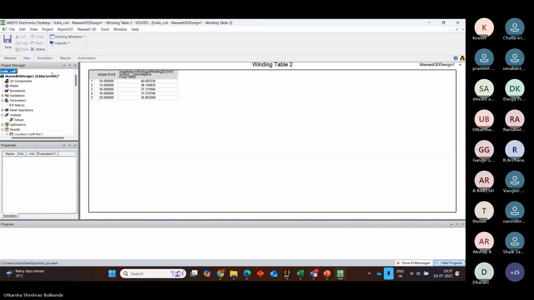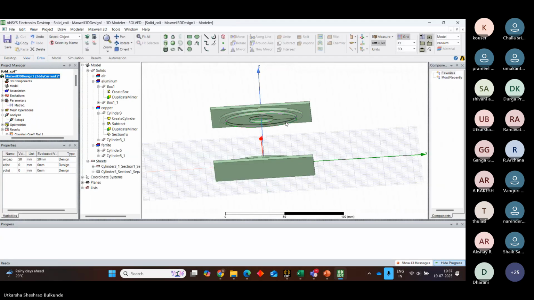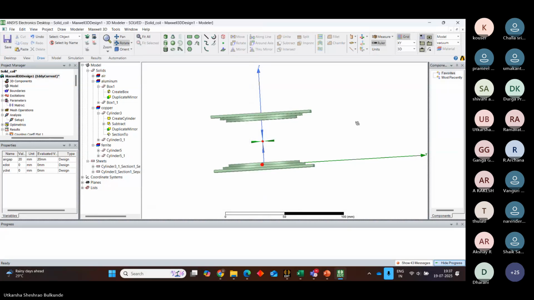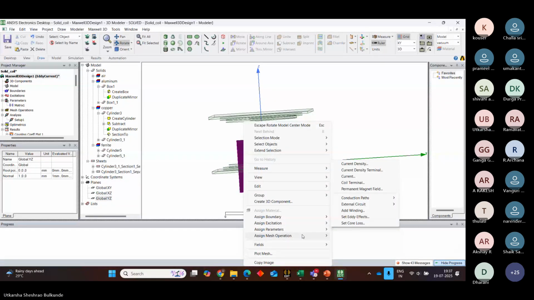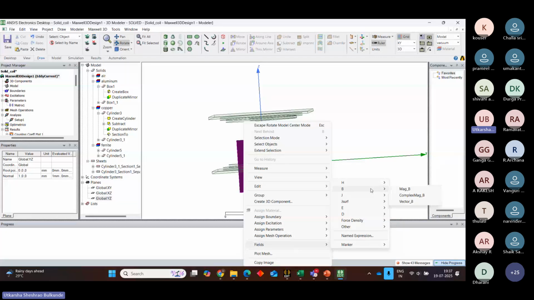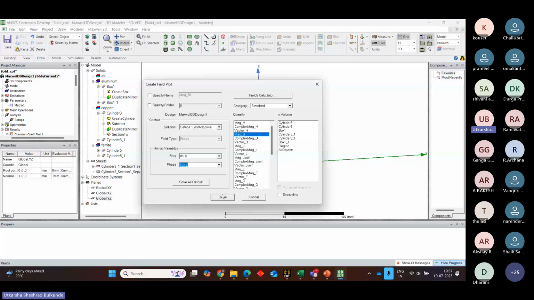Then now I want to see flux linkage. Plane, YZ, field, B, magnitude of B.